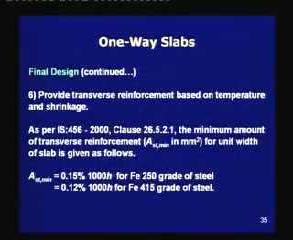Finally, we provide transverse reinforcement based on temperature and shrinkage. As per IS 456-2000, clause 26.5.2.1, the minimum amount of transverse reinforcement Ast min in millimeter square for unit width of slab is given as follows. Ast min is equal to 0.15% of the total section, which is 1000 times h, for Fe 250 grade of steel, and Ast min is equal to 0.12% of 1000 h for Fe 415 grade of steel.